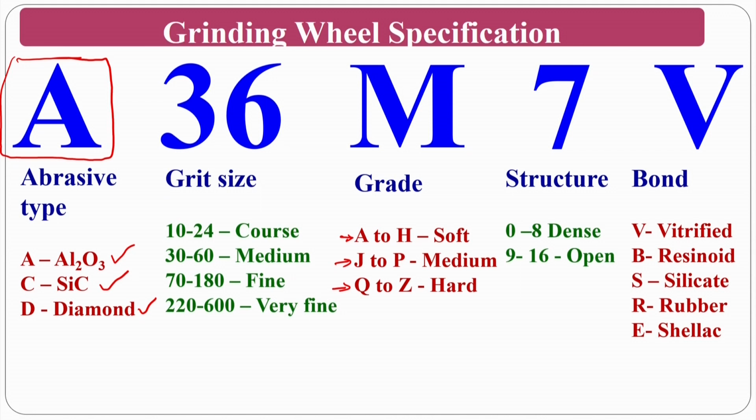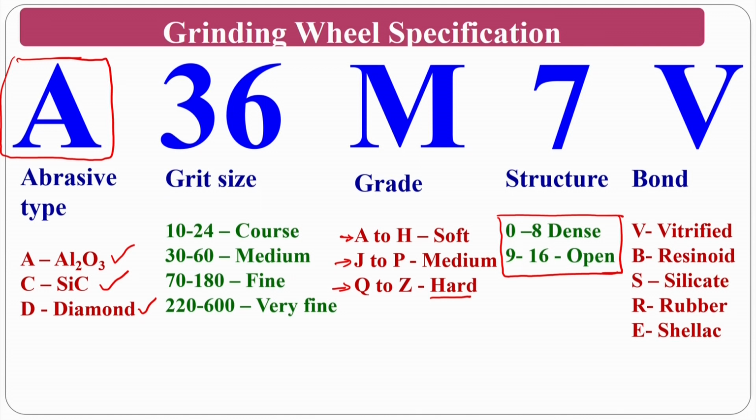So hard means the abrasive particle is firmly held by the bond material. Next, the structure. There are two varieties of structures: one is open structure, another one is dense structure. If it is 0 to 8, normally it is dense structure. 9 to 16, it is an open structure.